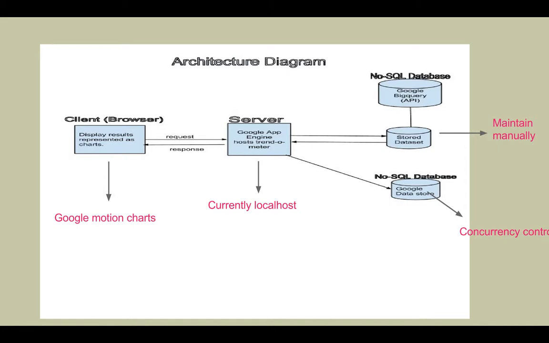Here is my first architecture diagram. A client application: I have built a client, the Trendometer application, which sits inside the browser, and it is basically a visualization project. So Google Motion Charts are used to display the results in the form of charts. We'll see that in the demo.